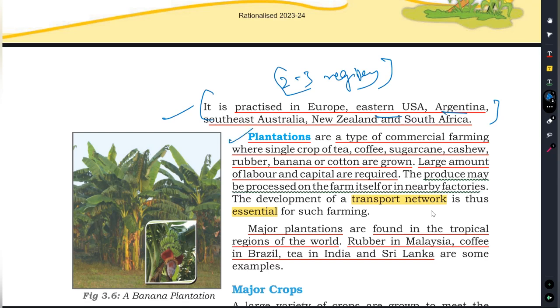Now let us learn what is plantation. Plantations are a type of commercial farming where a single crop of tea, coffee, sugarcane, cashew, rubber, banana or cotton is grown. Here large amount of labor and capital are required. This is the characteristic of plantation. Produce may be processed on the farm itself or in nearby factories. Transport network is very essential for this type of farming. For plantation farming, transport network is very much needed.